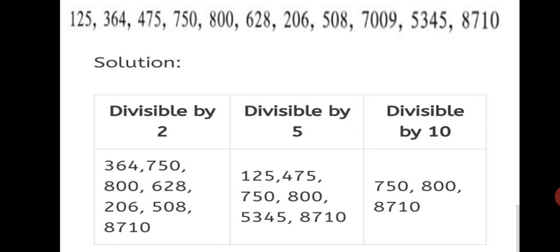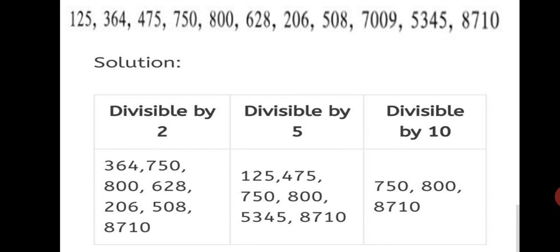First number is 125. Units place is not divisible by 2, so the whole number is not divisible by 2. 5 is in the units place, so divisible by 5. So we put 125 in the second box, that is divisible by 5. Is it divisible by 10? No. So we come to the next number, 364. 4 is in the units place, so divisible by 2 and not divisible by 5 or 10. So we write 364 in the first box, divisible by 2.